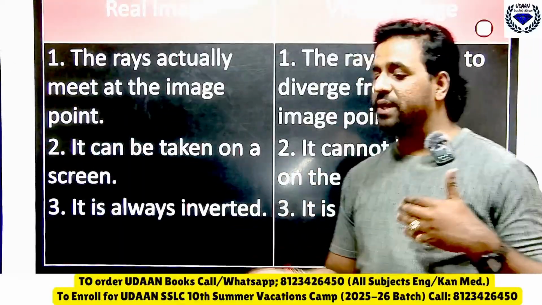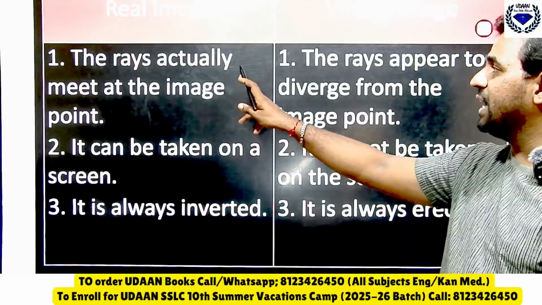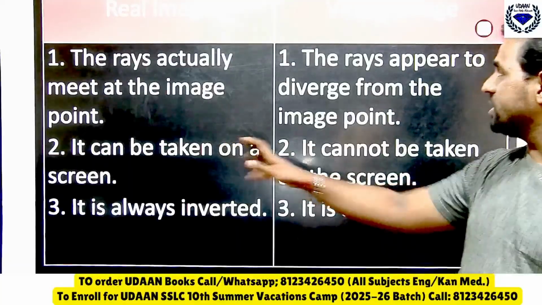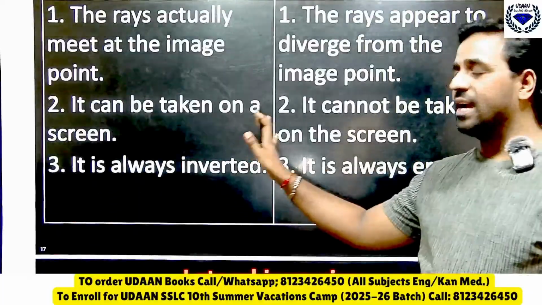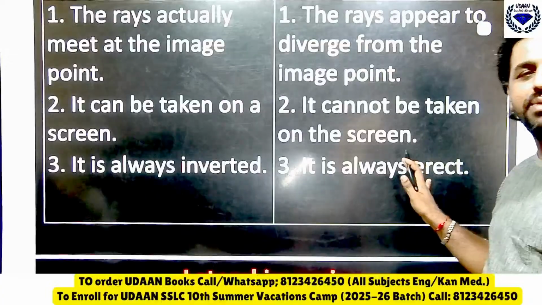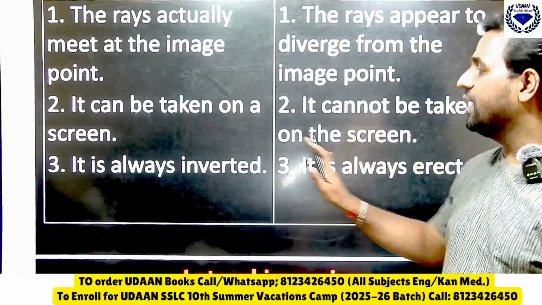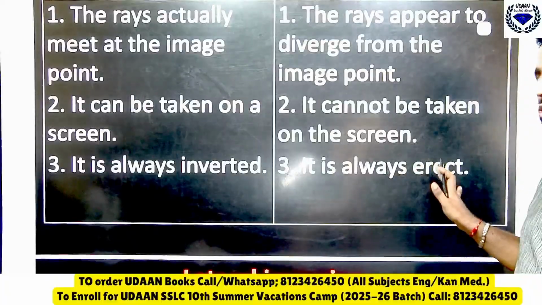So I will just begin one more time. Real image, the rays of the real image actually meet at the image point. The rays of the virtual image appear to be diverged from the image point. The real image can be taken on a screen, the virtual image cannot be taken on the screen. That means virtual image cannot be found on the screen. Then the real image is always inverted, ulta irtiti, then the virtual image is always erect irtiti.